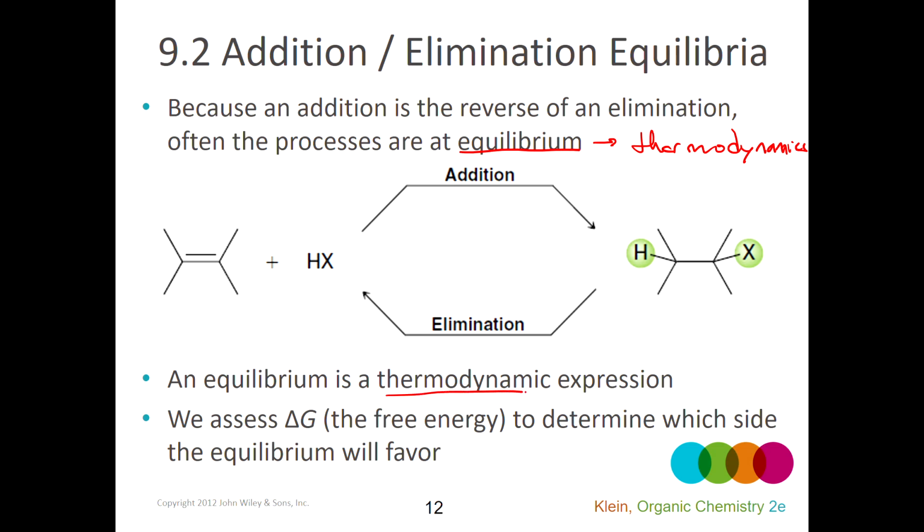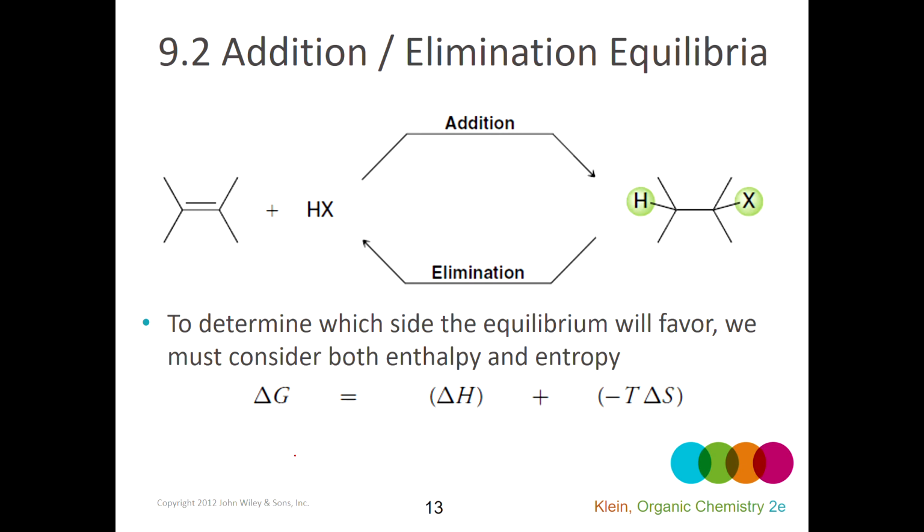And when we're interested in which side the equilibrium favors, we're interested in the value for delta G. So let's do a thermodynamic analysis of this reaction as it's written. If we want to do a thermodynamic analysis of the addition reaction, these are my reactants and these are my products. And so we want to figure out what's the sign for delta G, and if we want the addition reaction to occur, how can we make delta G as negative as possible?